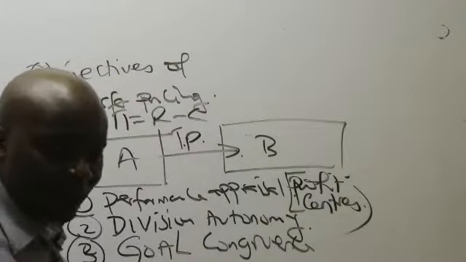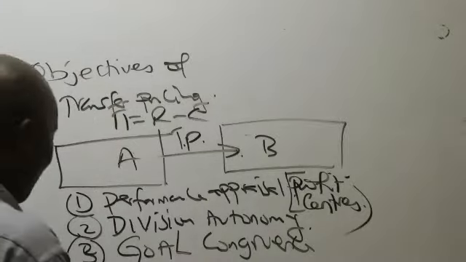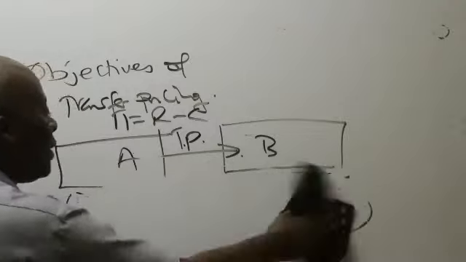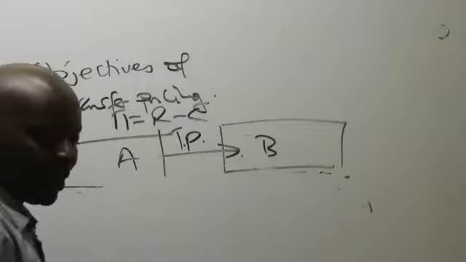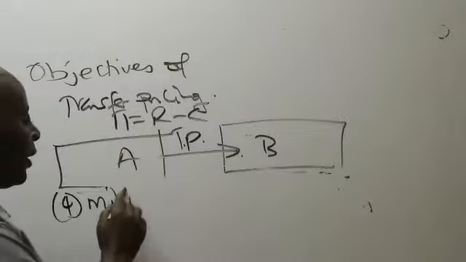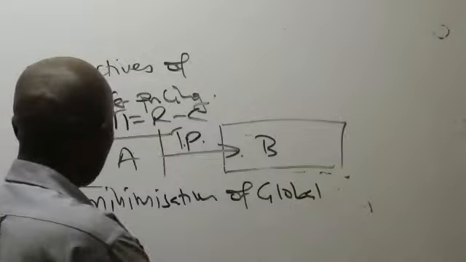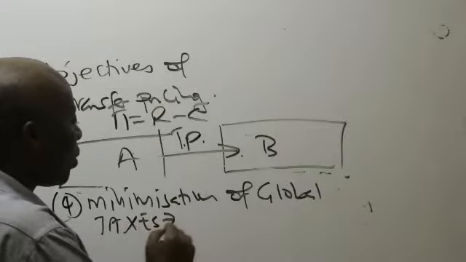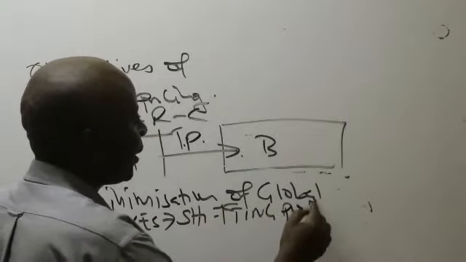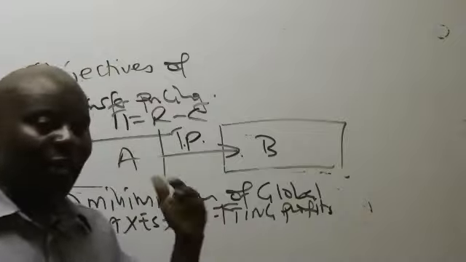I have seen somebody use tax evasion, right? That's not a very good terminology. No. We talk of minimization of global taxes. Number four, we have minimization of global taxes, or you'll get some books calling it the concept of shifting profits to tax havens.